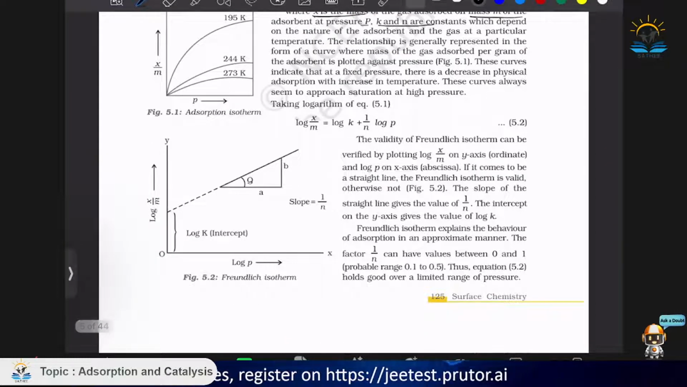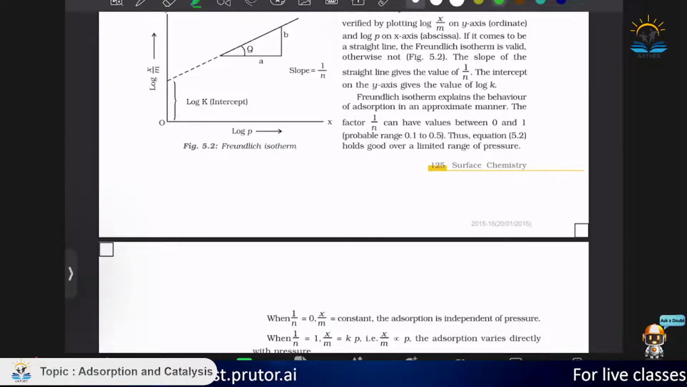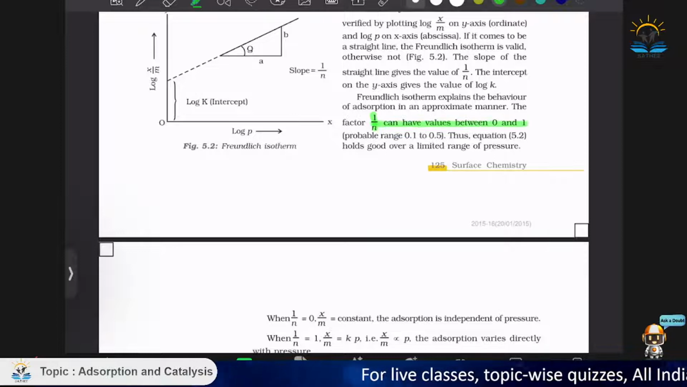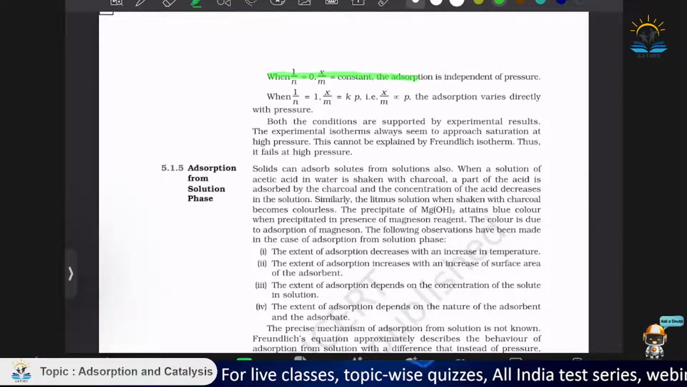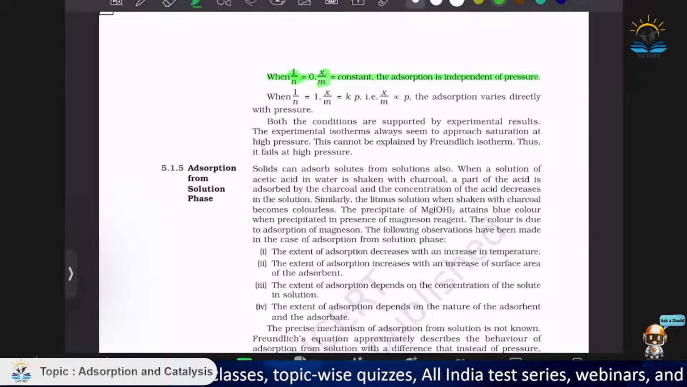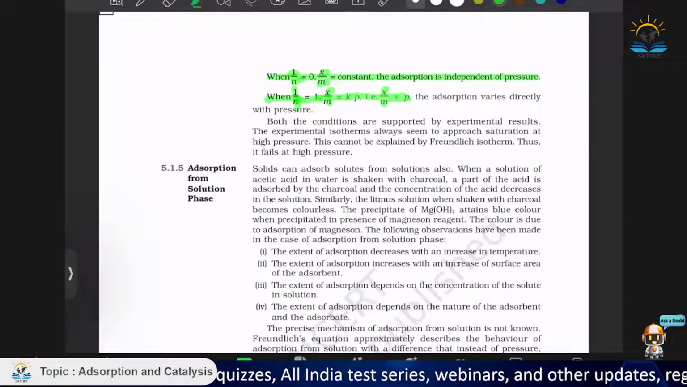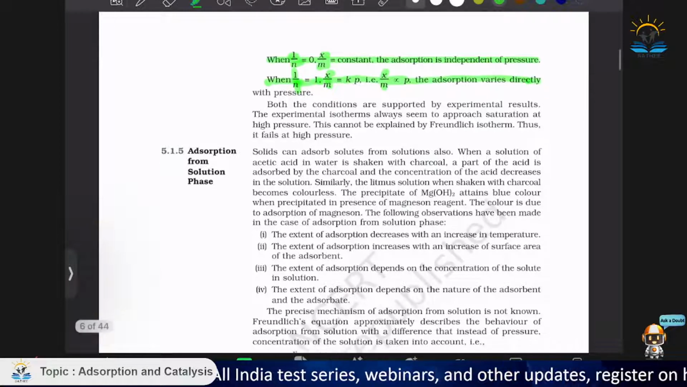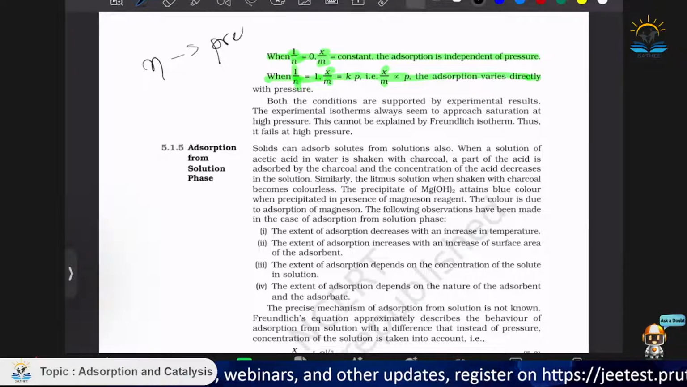Taking log, you can plot the log also. So the intercept here, log K, is the intercept. Slope is 1 by n. So the slope or factor 1 by n can have values between 0 and 1. When 1 by n is equal to 0, x by m is constant. Adsorption is independent of pressure, but when 1 by n is equal to 1, x by m is equal to K, and it is directly proportional to pressure. So yeah, n is the pressure effect.